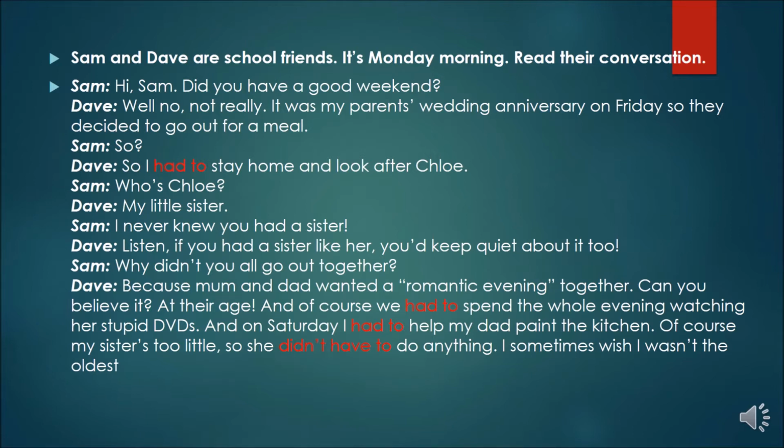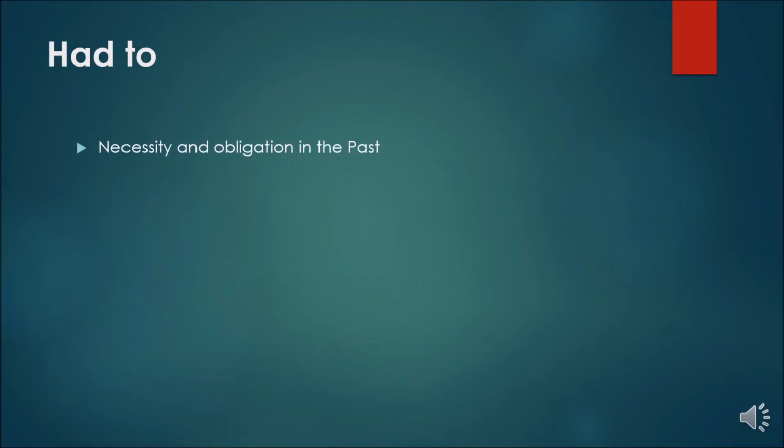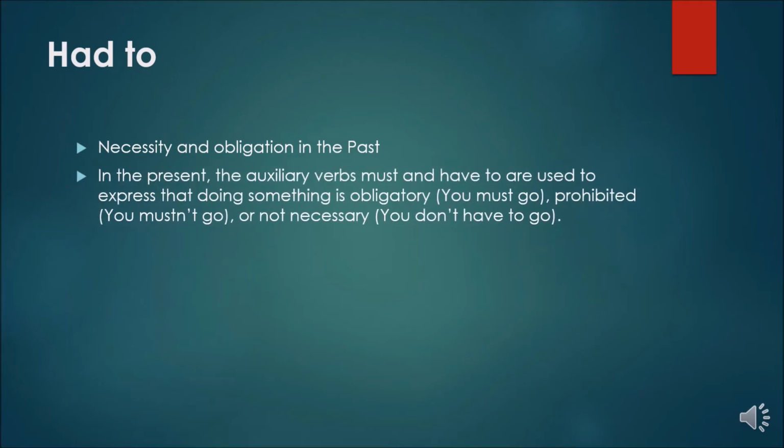So, what is this had to? Had to is the modal verb that is used for obligation or necessity in the past. As you all know, while talking about necessity, obligation, or prohibition in the present, we use must or have to. But when it comes to past obligation or necessity, we use had to.